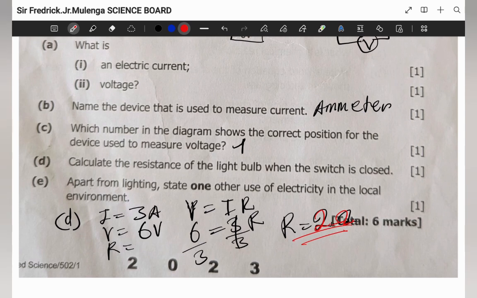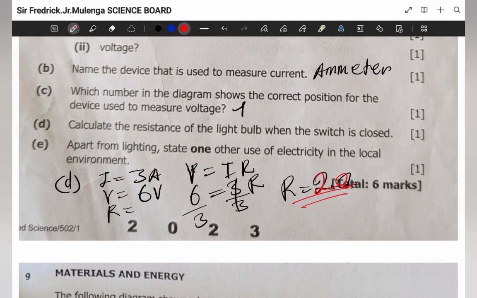Then, apart from lighting, state other uses of electricity in the local environment. This is a question where any student should pass, because we use electricity at home. So you say, apart from lighting, we use electricity for cooking, using cookers. We use electricity for cooling food in our refrigerators. There are so many uses of electricity. Just think of anything that you use electricity for to work.